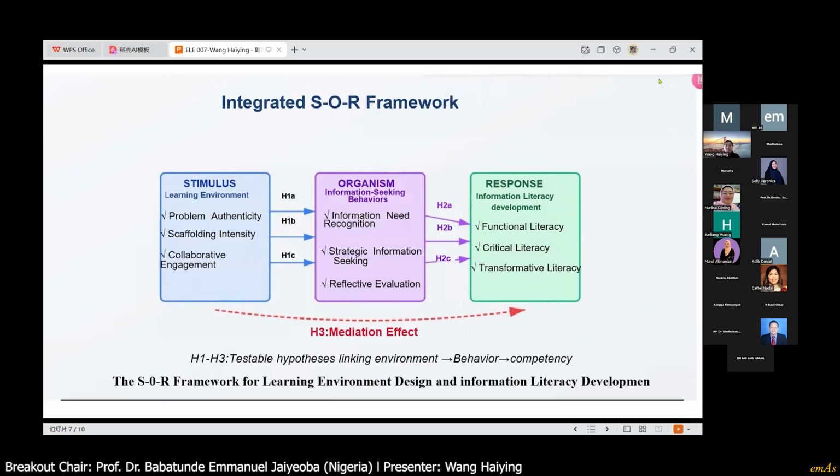Existing research also shows that the thinking behavior can improve the information literacy of the students. So level 3 is the mediation effect. The most important part: information-seeking behavior mediates the relationship between the environment design and the information literacy development.